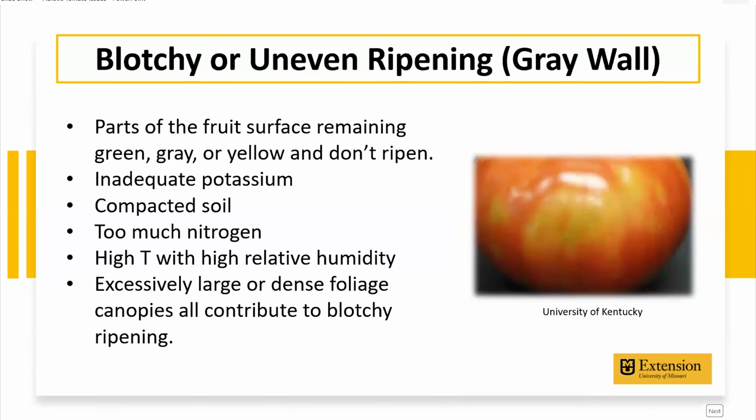Then blotchy or uneven ripening, we also call this gray wall, and you can see the different coloration right here. It's not ripening totally red across the fruit itself. It's also an indication of inadequate potassium. So again, potassium is important for fruit and seed growth. You can have compacted soil. Could also be too much nitrogen. Could also be high temperature with a high relative humidity. You could also have a lot of foliage that's growing on the plant, and so there's so much of a canopy that internally, if there's tomatoes that are growing, they may not get enough of the sun. So they could be a little blotchy as well.